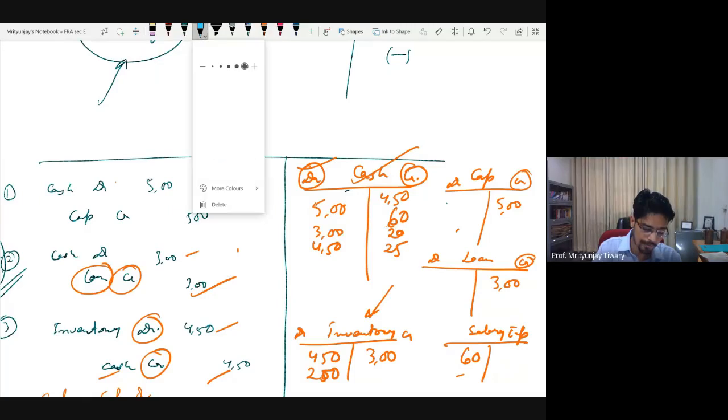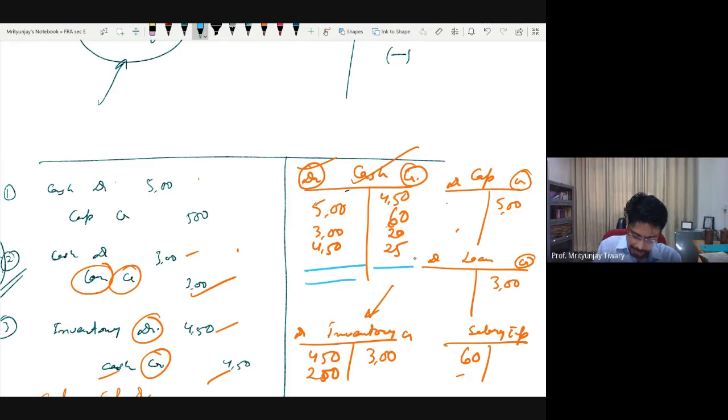The last step of step number 3 is that we will find the closing balance of all these T accounts. What is the closing balance? Closing balance means there were these many debits and these many credits. What was the net effect? So basically we will total both of these sides and find out which side is higher by what amount.